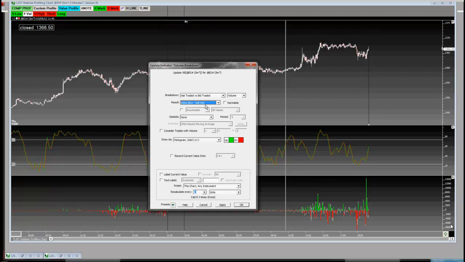Now volume breakdown, the volume breakdown indicator will break down this volume based upon the amount of selling that's hitting the bid and the amount of buying that's lifting the offer. When buyers are lifting the offer, it's assumed as buy volume. It's considered buy volume. When volume hits a bid, it's considered as selling volume.